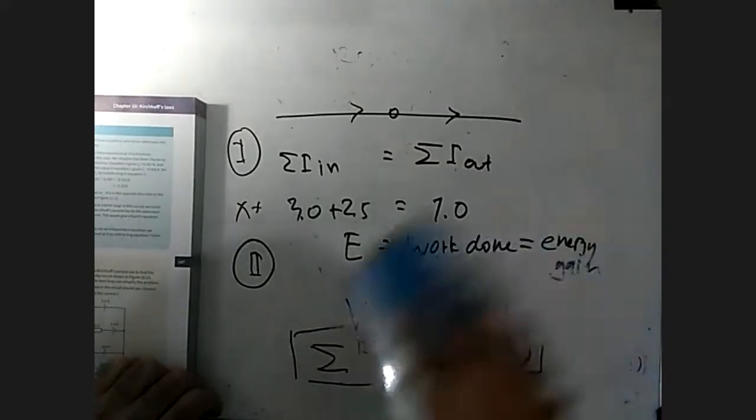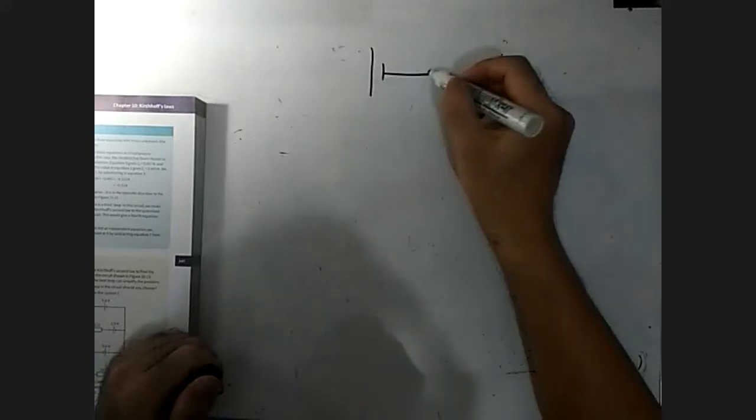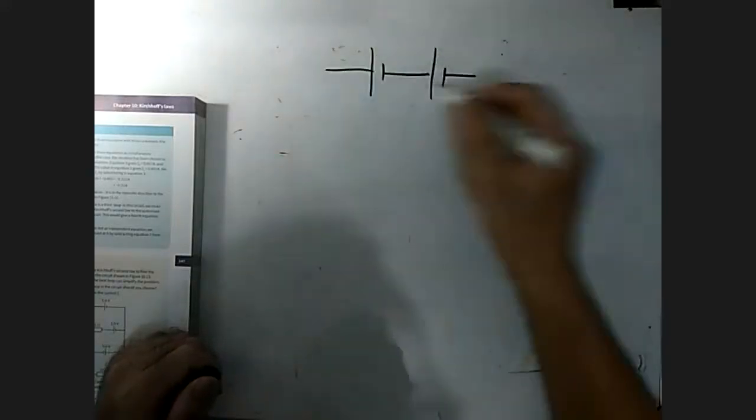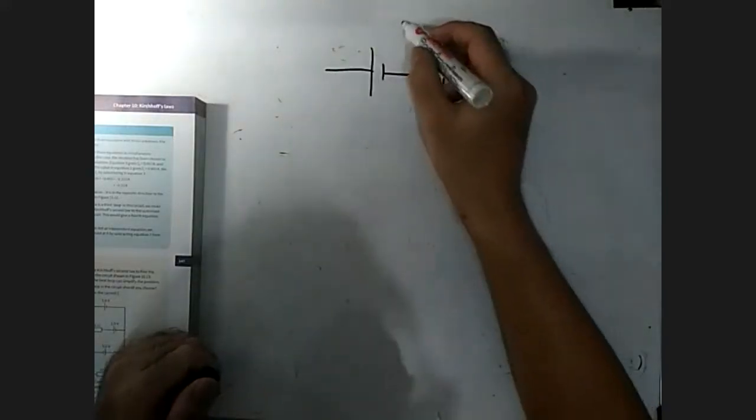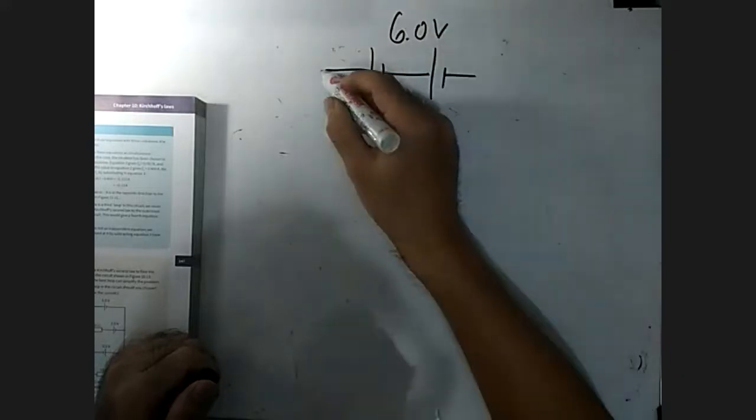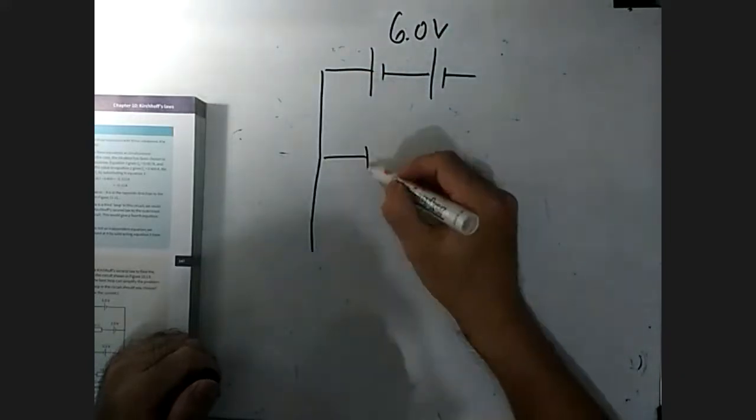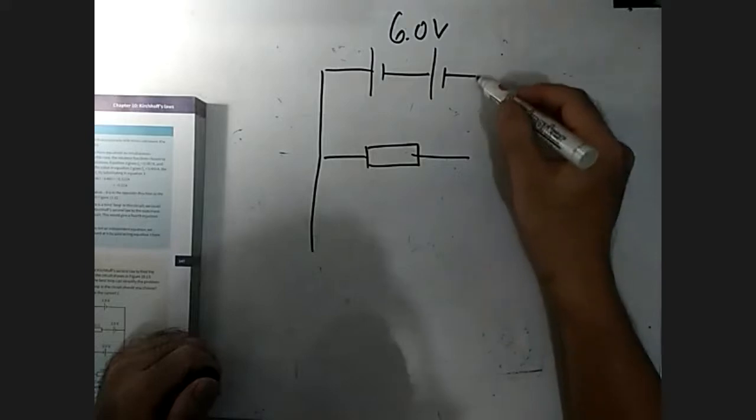Okay. I'm going to erase this, yeah? Let's see some applications of this. On page 146 here, we have this information. We have a battery here, okay, and the total is 6.0 volts. And we have here two conditions.